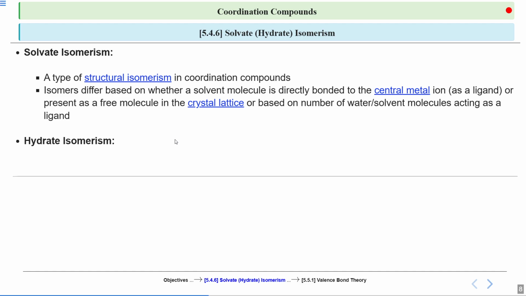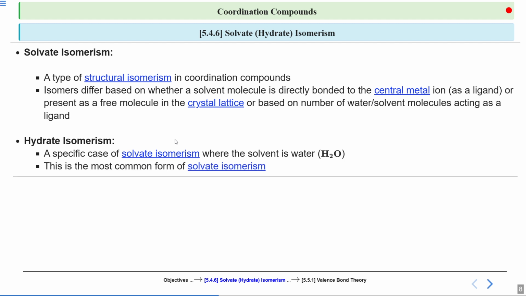So, hydrate isomerism. Now let's talk about hydrate isomerism. Hydrate isomerism is a specific case of solvate isomerism where the solvent is water. In solvate isomerism we cover every solvent, including water, but in hydrate isomerism, because it is a specific case, the solvent included is only water, that is H2O.